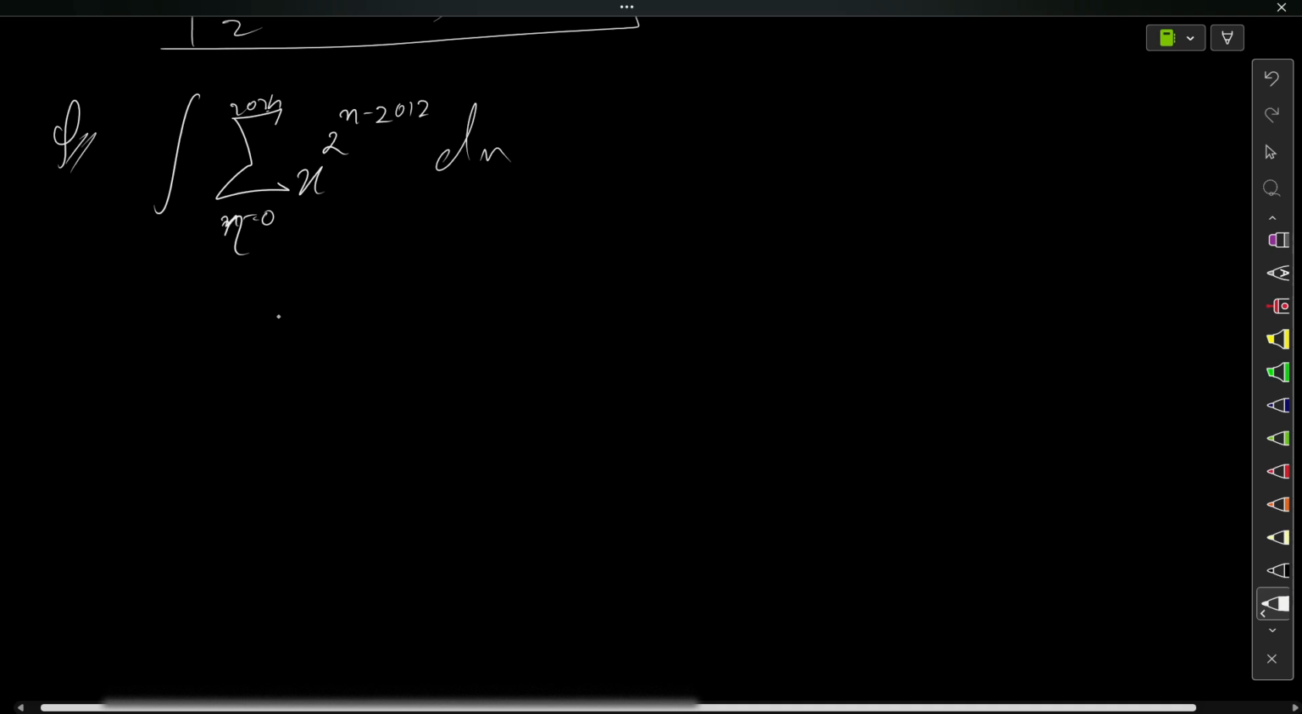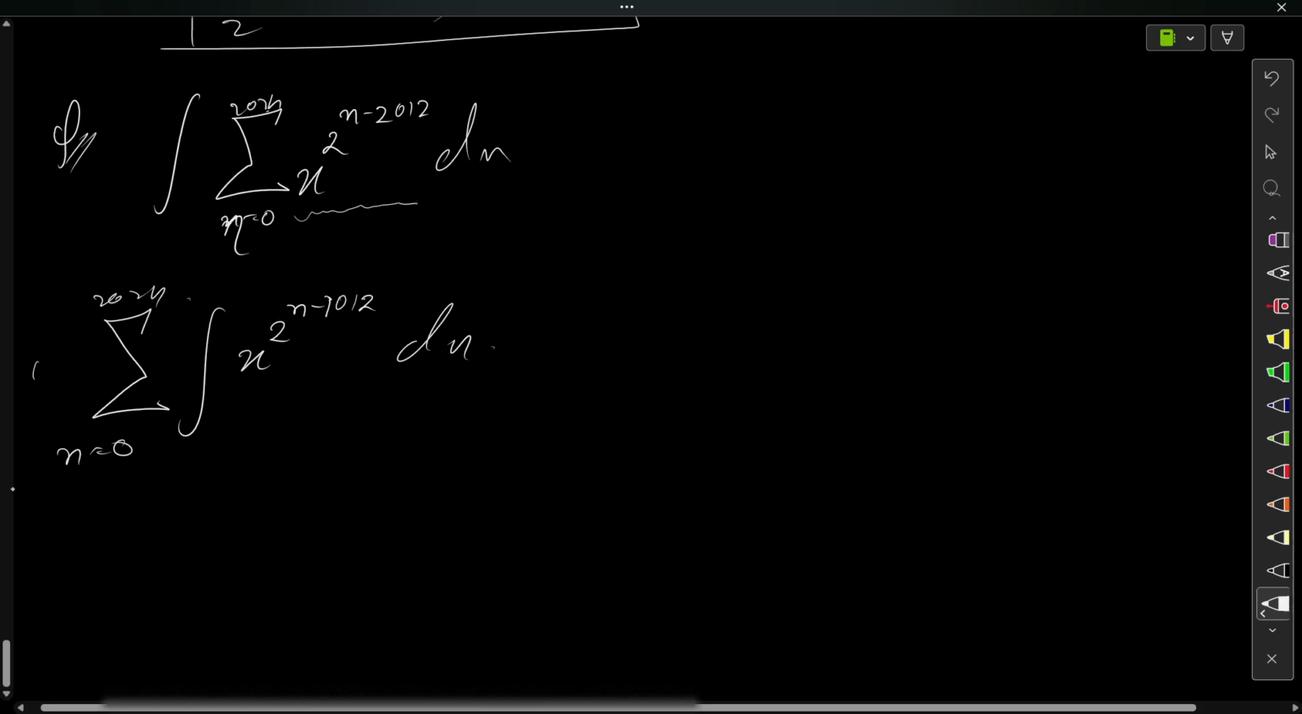First of all, after looking at this series, one thing I should take as a first step, since it's given in the nth term form, is to integrate it directly. So it would become sigma of the integration of x to the power 2 to the power of n minus 1012, sorry, not 2012, with respect to dx, n equal to 0 till 2024. So this is equivalent to I.